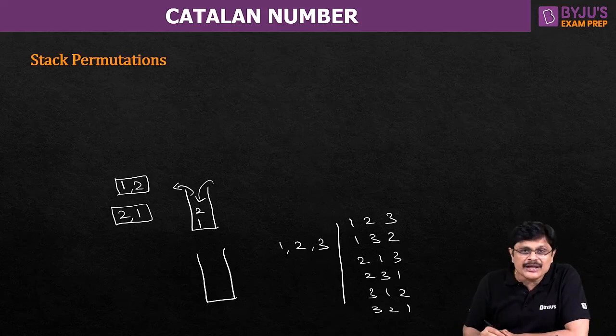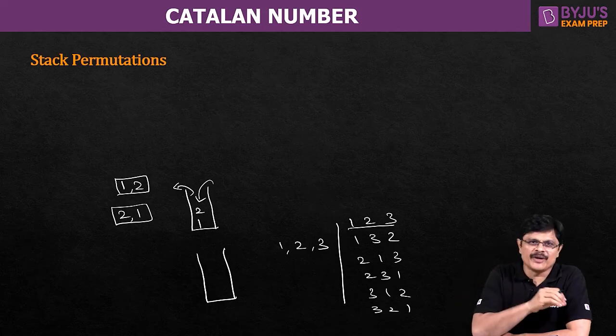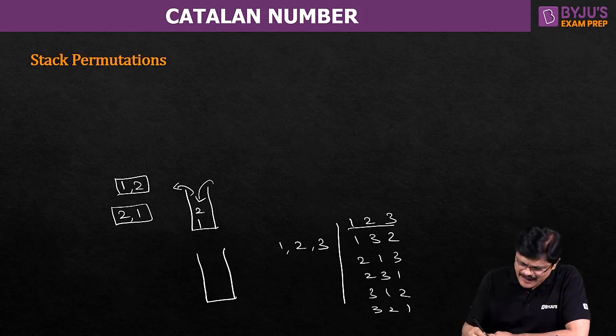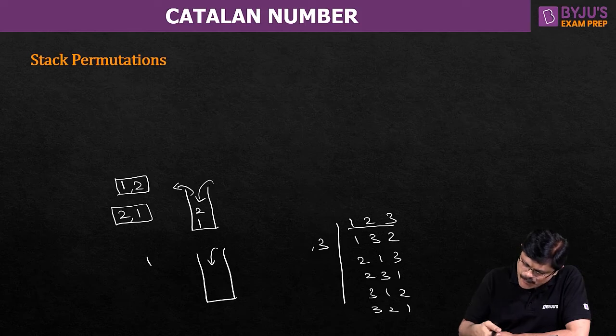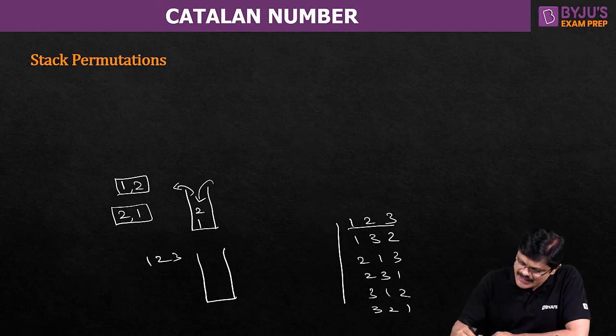Now can you get 1, 2, 3 from this? How can you get 1, 2, 3? Push 1, pop 1. Push 2, pop 2. Push 3, pop 3. This can be done. So 1, 2, 3 can be obtained, no problem. Next, this can be obtained.